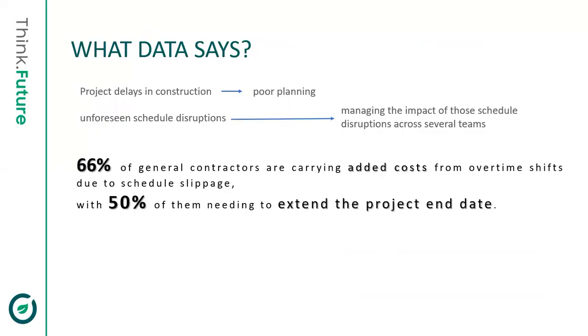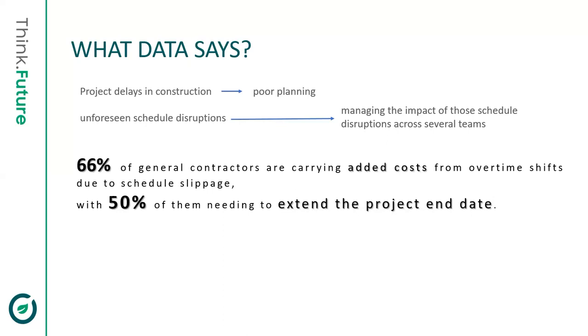Okay, so before starting, what data says is that project delays in construction occur because of poor planning, right? There come up many unforeseen schedule disruptions, and it becomes very difficult for the project manager to manage the impacts of these schedule disruptions, and also to convey to different project teams about these updates which have come up in the schedule, right? Because of this, 66% of the general contractors in our industry are already carrying the added cost for overtime shifts which this schedule slippage comes with.